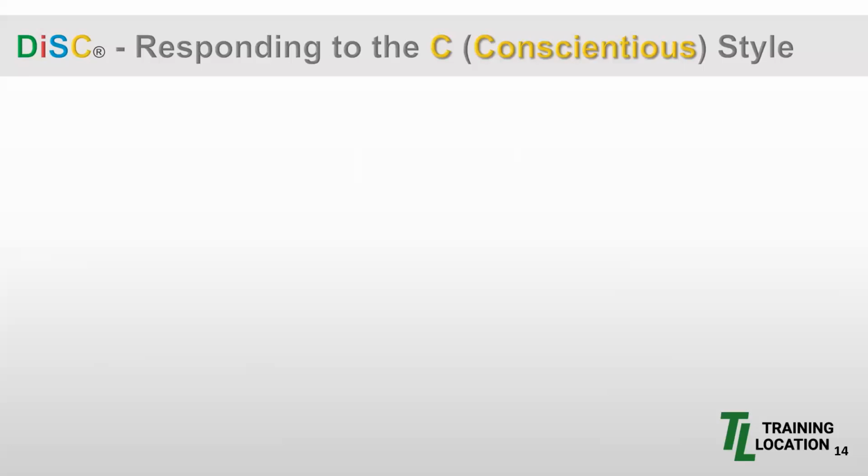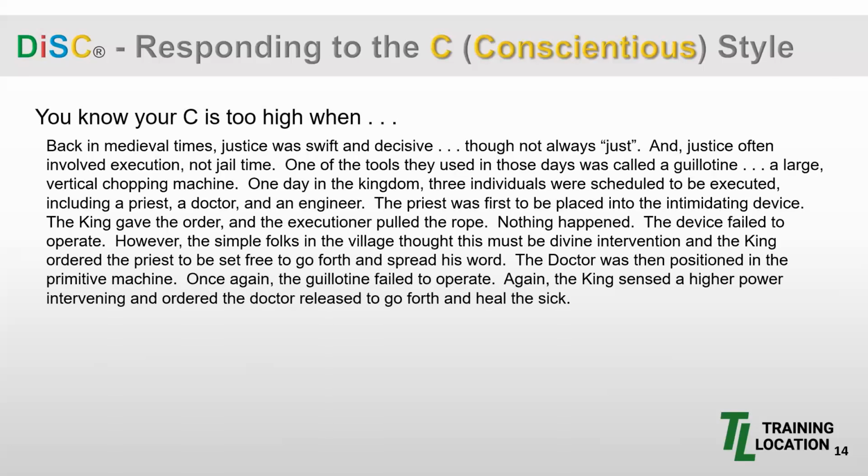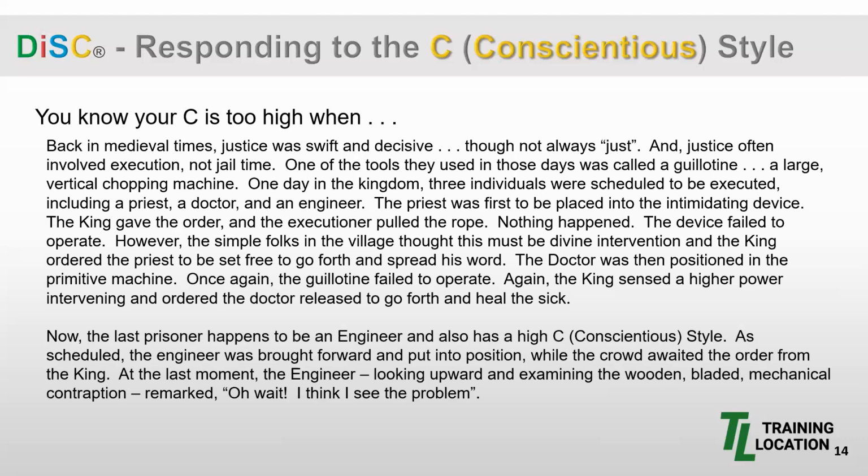However, the simple folks in the village thought this must be divine intervention, and the king responded and ordered the priest to be set free and to go forth and spread his word. Well, the doctor was then positioned in the primitive machine. Once again, the guillotine failed to operate, and again the king sensed a higher power intervening and ordered the doctor released to go forth and heal the sick. Now, the last prisoner happens to be an engineer and also has a strong or a high C conscientious style.